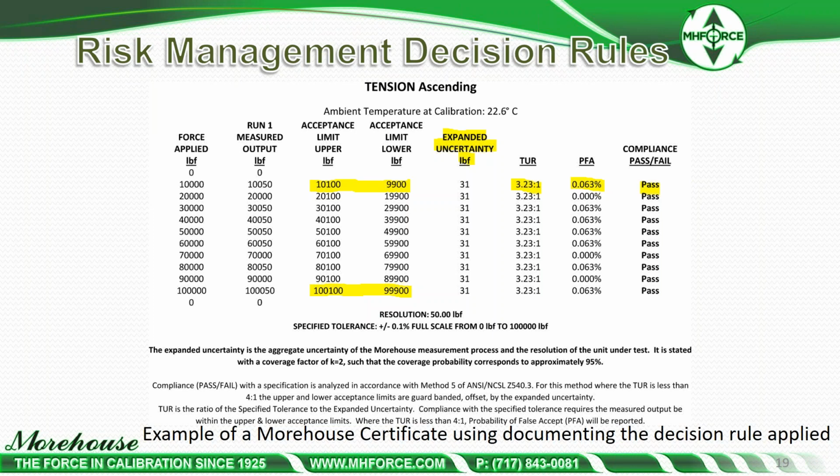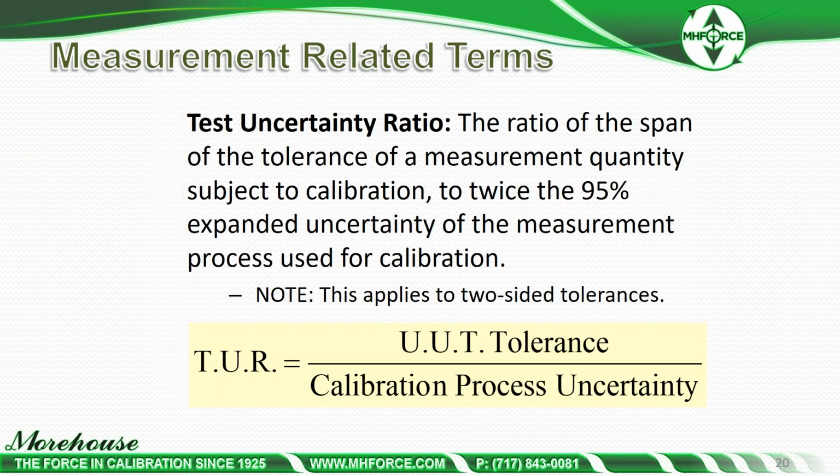We're using method 5 in this scenario. Measurement related terms: test uncertainty ratio, so we talk about TUR. That last cert had an example of TUR. It is the ratio of the span of the tolerance of the measurement quantity subject to calibration to twice the 95% expanded uncertainty of the measurement process for calibration. So, simple formula right here: TUR is the unit under test tolerance divided by the calibration process uncertainty.